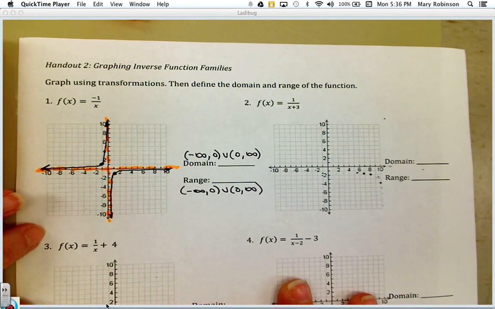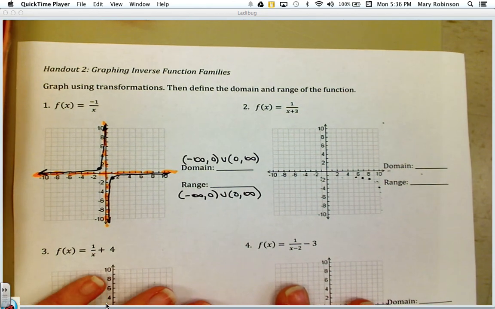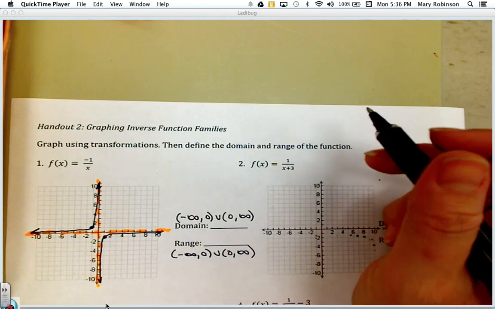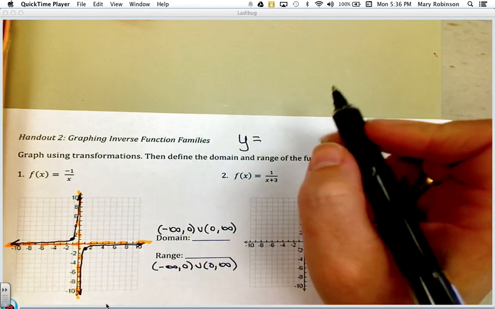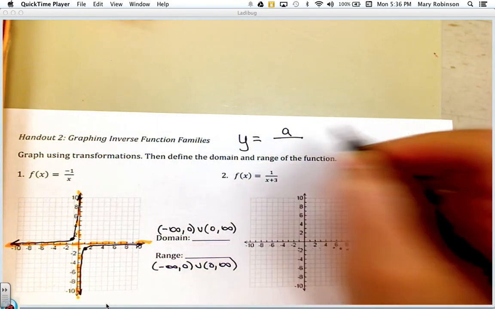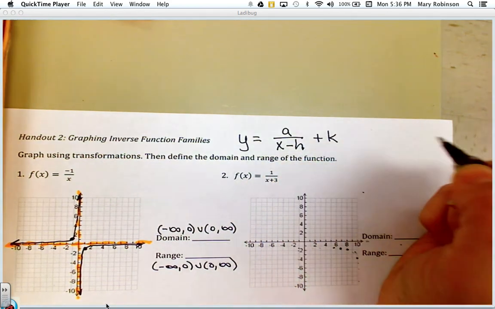Okay? Hit pause if I'm going too fast, but I'm going to basically move on to number 2, and if you notice, we have 1 over x plus 3. So what I want you to do is relate this to what we've already talked about with the square and cube root functions, a function in the form y equals a over x minus h plus k.